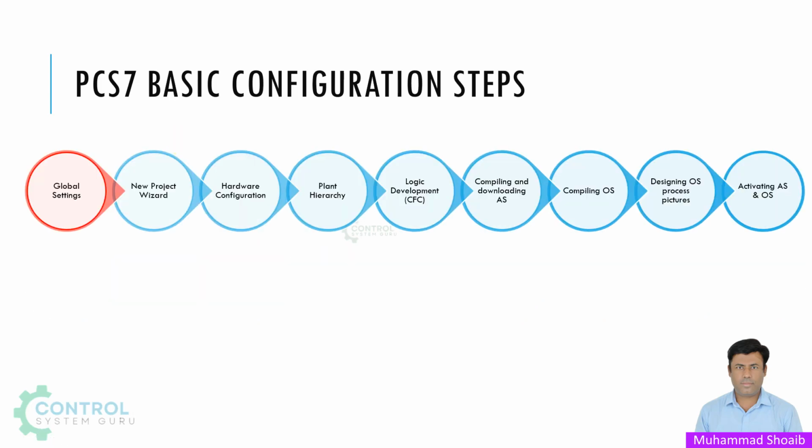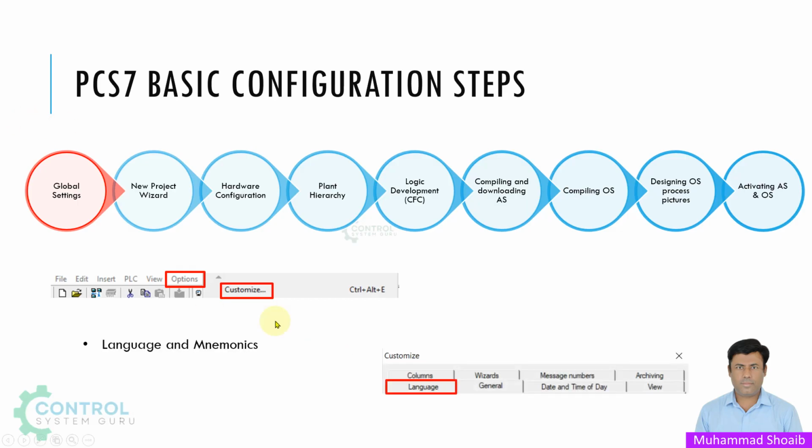So the first step is global settings. Before starting the project, it's recommended to do the global settings in PCS7. You can go to Options and then click on Customize, and a few of the global settings will appear here. So we'll learn in detail what all these global configurations are.